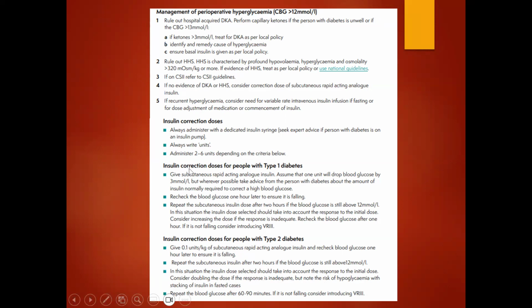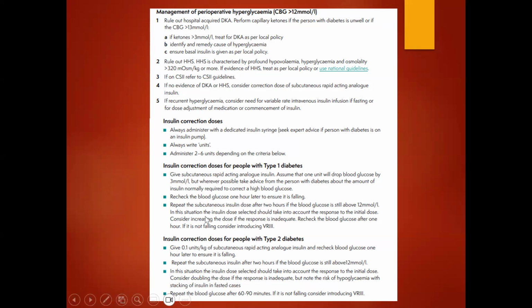What are the principles of insulin correction for people with type 1 diabetes? Use subcutaneous rapid-acting insulin. Assume that 1 unit will drop the blood glucose by 3 millimole, but whenever possible, take advice from the person with diabetes about the amount of insulin they normally require to correct their blood glucose. Recheck the blood glucose again at 1 hour and ensure it is falling. Repeat the insulin dose after 2 hours if blood glucose is still above 12 millimole, almost similar to what we do for type 2 diabetics.